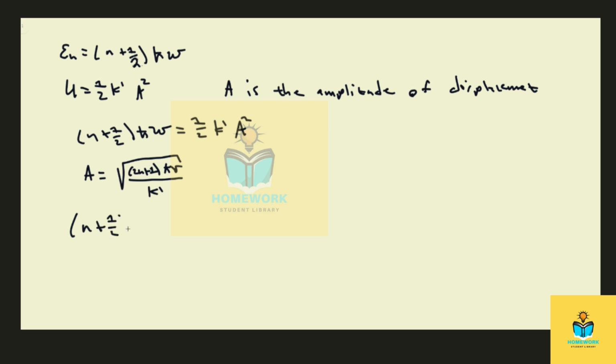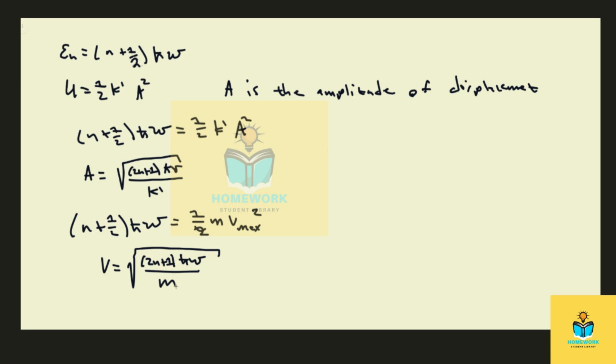n plus 1/2 h bar omega is equal to 1/2 m v max squared. So this is the maximum kinetic energy of the particle in a harmonic oscillator. So now we can solve for v, and get v is equal to the square root of 2n plus 1 h bar omega over m.